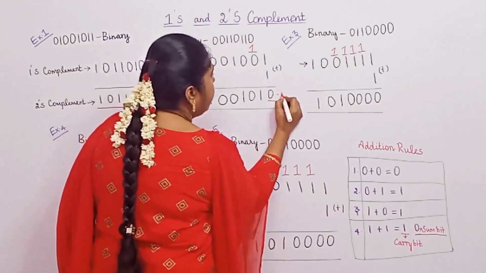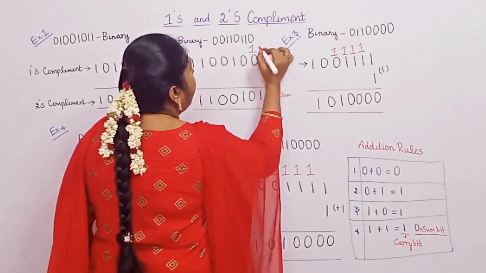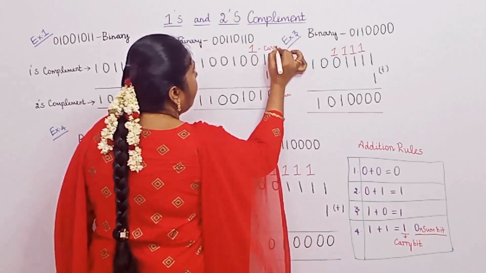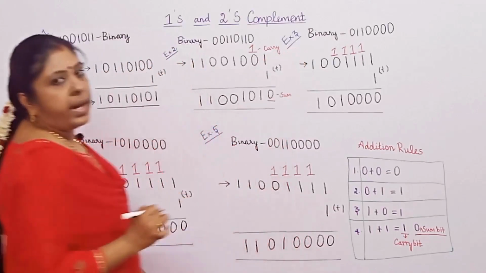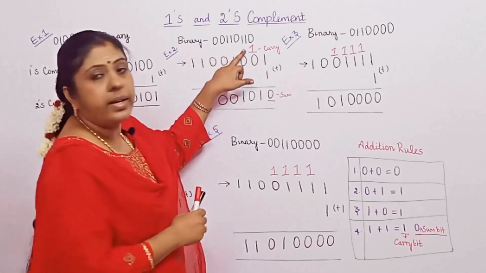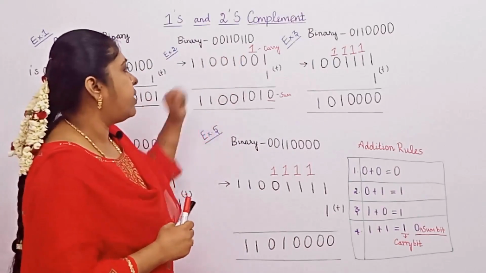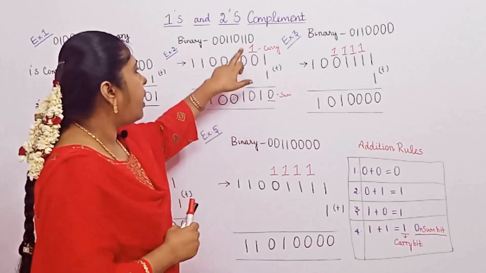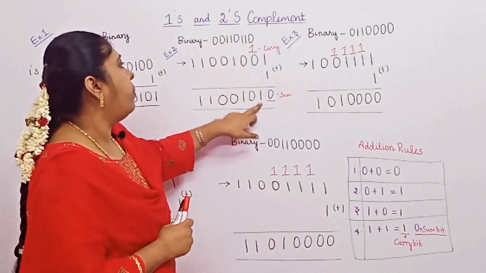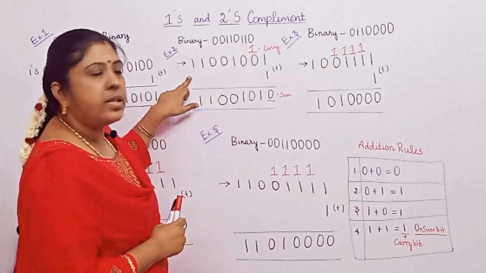This is called the sum bit and this is called the carry bit. For your clear representation, I had represented it in red color. You can check it out. So 0, 1 is carried out. Now 1 plus 0 is 1. Again, no addition is carried out.